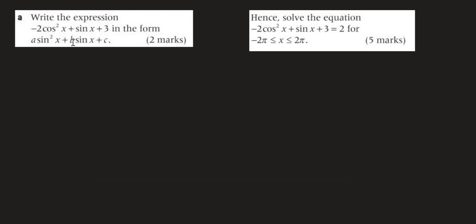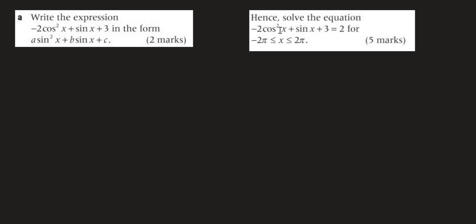Hi guys, now we are going to discuss trigonometry equation. Given the question: A, write the expression of -2 cosine square of x plus sine x plus 3 in the form of A sine square of x plus B sine x plus C. B, hence solve the equation.